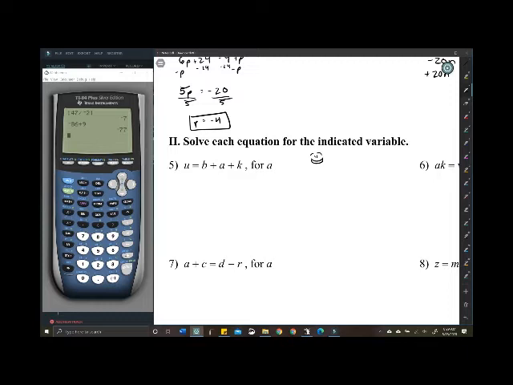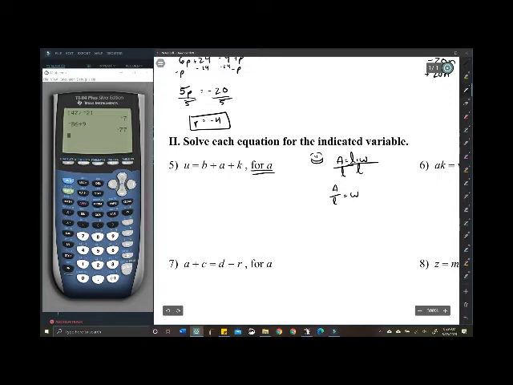This is helpful for formulas. Say you have area equals length times width, and you want to solve for W. Say we want to know what the width is. Well, we can find that by simply dividing by the length, and that just means that W is equal to A over L.